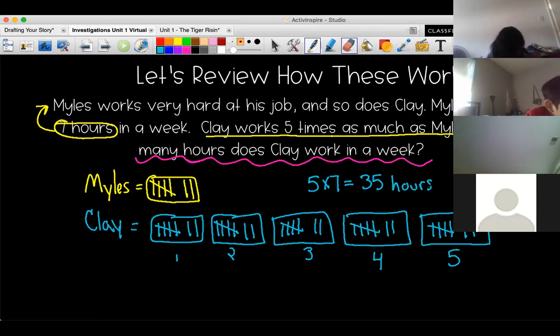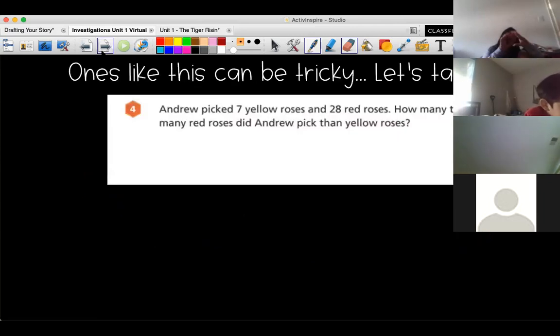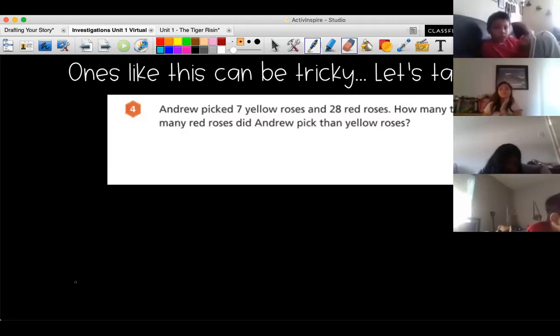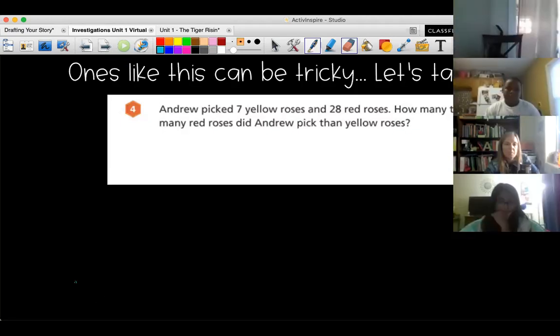All right, we're going to look at one more that's a little bit tricky. Alex J., can you read this one for us, please? Andrew picked 7 yellow roses and 28 red roses. How many times as many roses did Andrew pick than yellow roses?